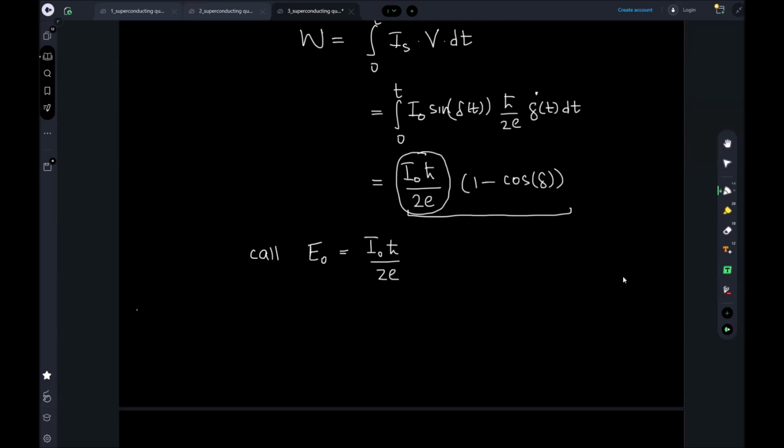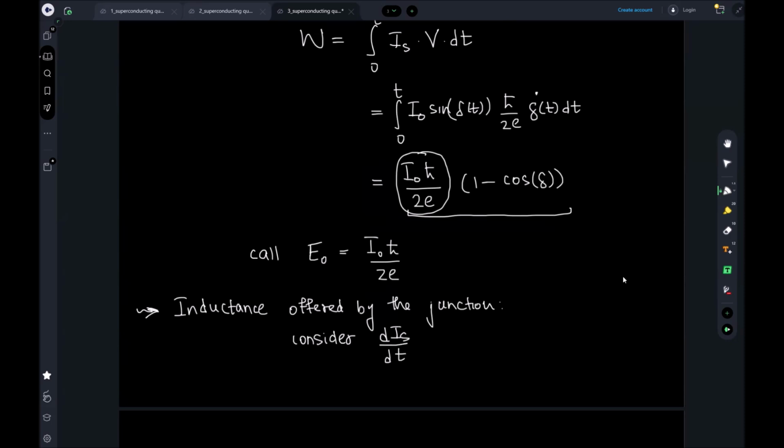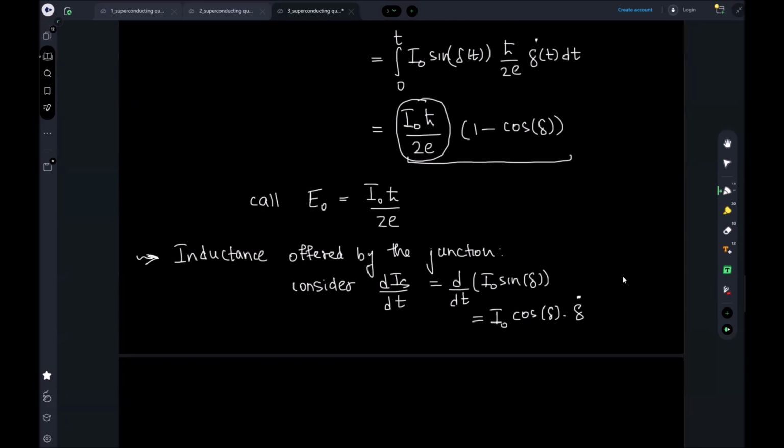Next, I'm going to write the expression of the inductance that is offered by the junction. And I want you to consider the time derivative of the supercurrent, that is dIs by dt. And this is actually the derivative of I naught sine of delta. And I can write this as I naught cos of delta times the time derivative of the phase difference. And the time derivative of the phase difference is known to be.